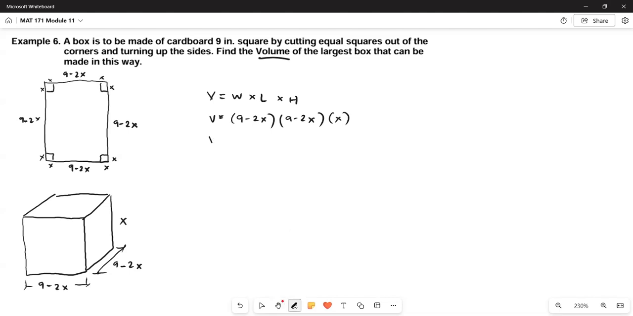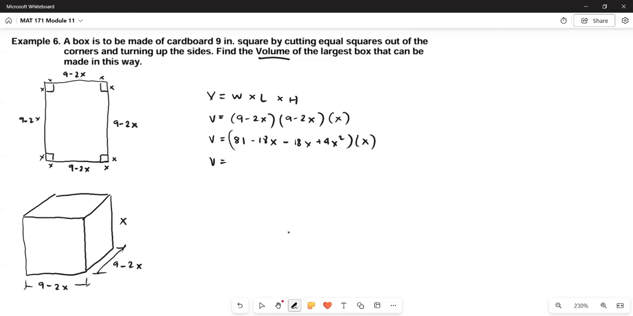So ngayon, simplify lang natin para mas madali siyang i-differentiate later. Paano natin i-simplify? So basic algebra lang, distribution, FOIL method. Yung paborito nating FOIL method. So 9 times 9 is 81 minus 18x. So negative 18x plus 4x squared. So huwag niyo kalimutan yung naiiwan na x.